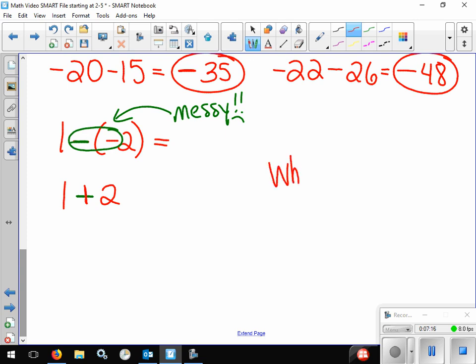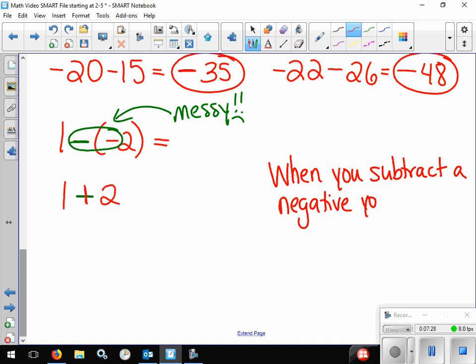So we're going to write that down. When you subtract a negative, you add. Smiley face. When you subtract a negative, you add. And I like to picture the 2 different colors, and it makes a plus sign. So 1 plus 2 actually gives you 3, because 1 minus a negative 2 became 1 plus 2. Okay, let's try another one.